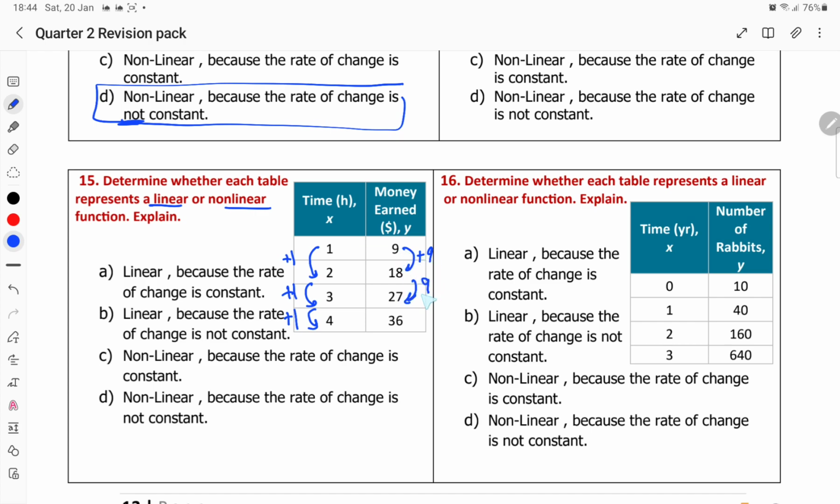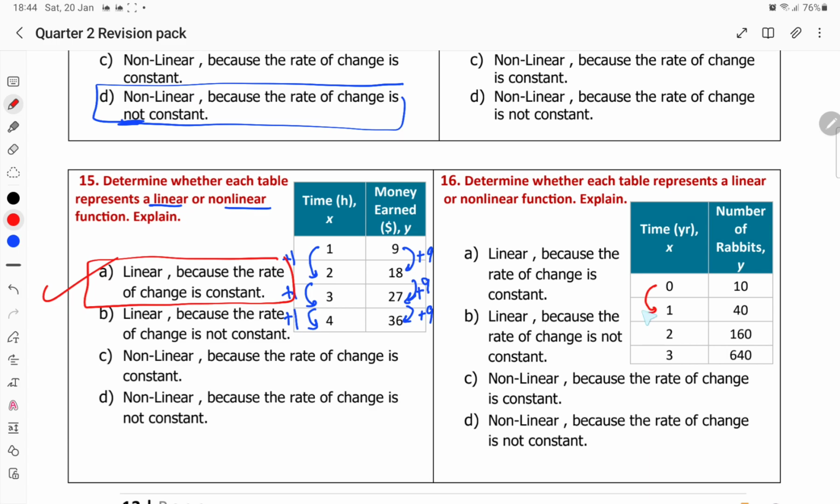27 minus 18, also I added 9. 27 to 36, I also added 9. If you want to make sure that it's linear, divide. 9 divided by 1 is 9. 9 divided by 1 again, 9. So this is linear because the rate of change is constant.